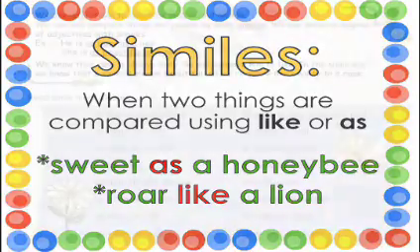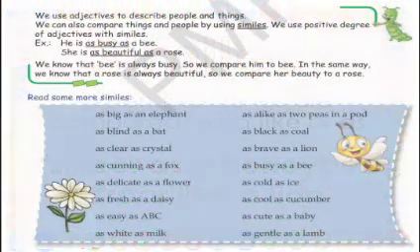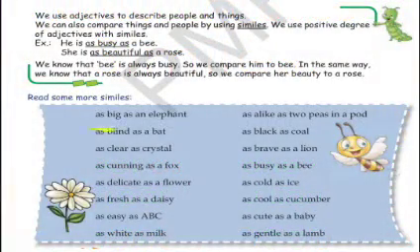Some examples are given here. Have a look. See, as big as an elephant. As you know that an elephant is so big in size, so we say as big as an elephant. As blind as a bat. As clear as crystal, as we know that crystal is so clear. Then as cunning as a fox. As delicate as a flower. As fresh as a daisy. A daisy is considered a fresh flower.